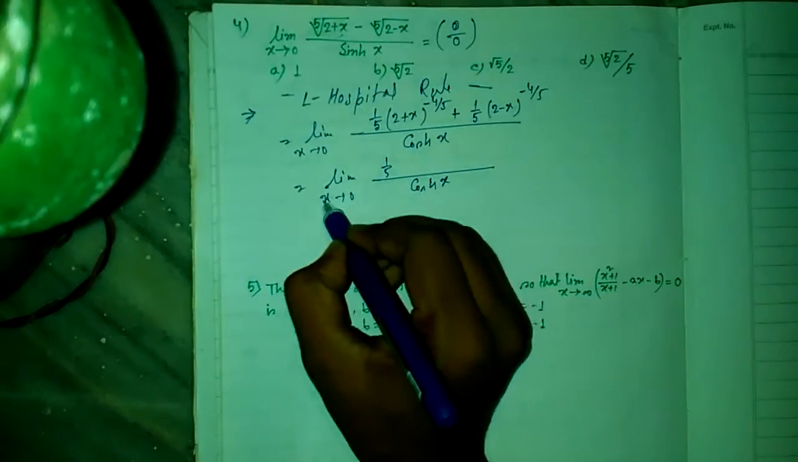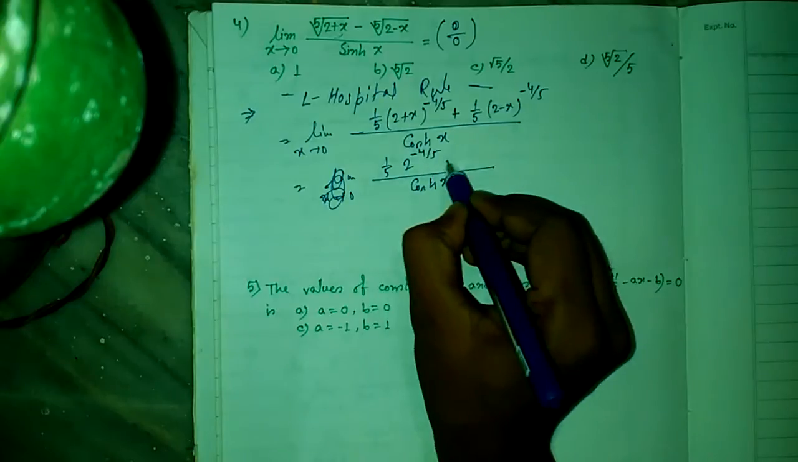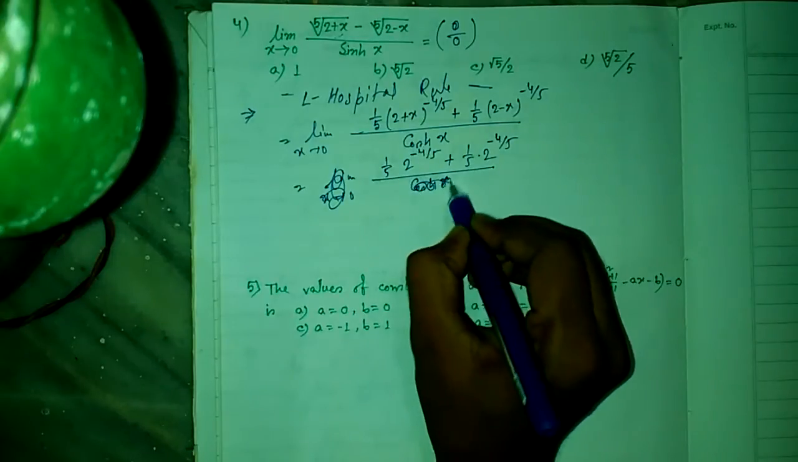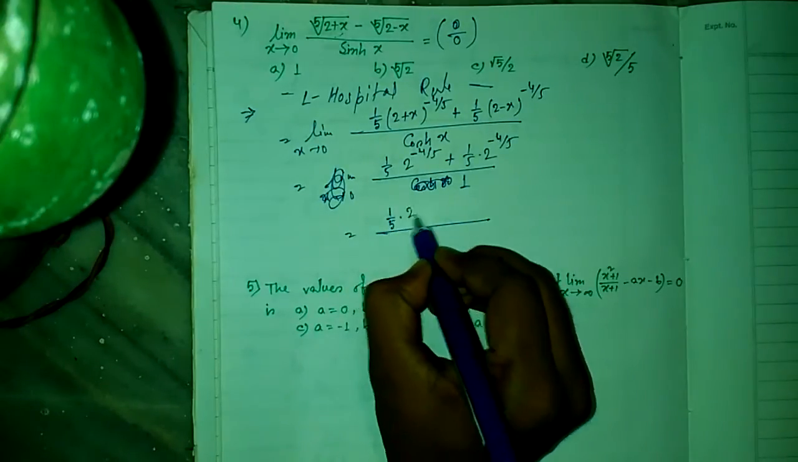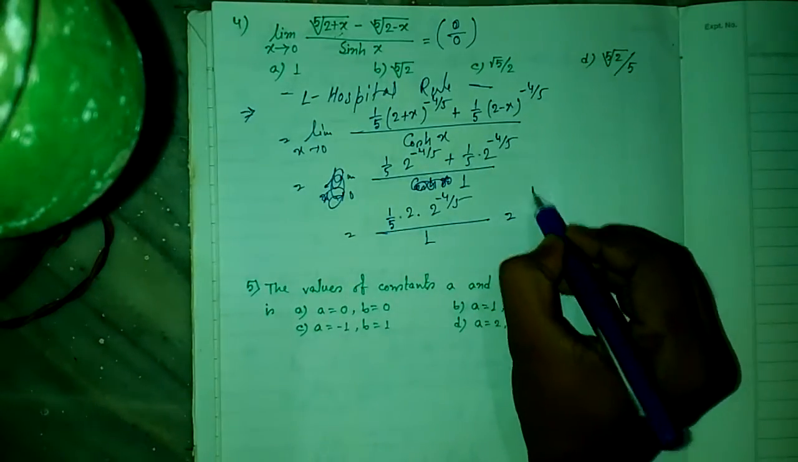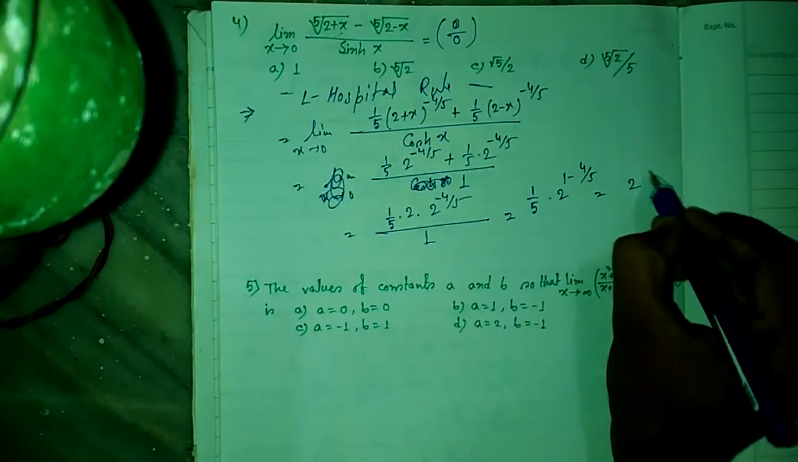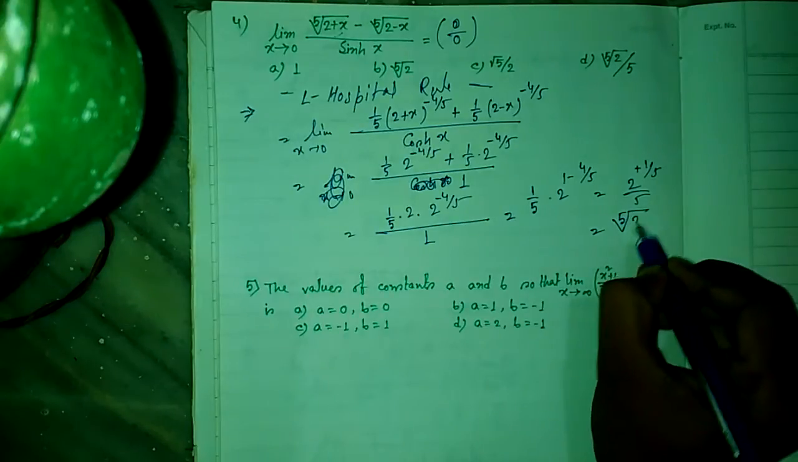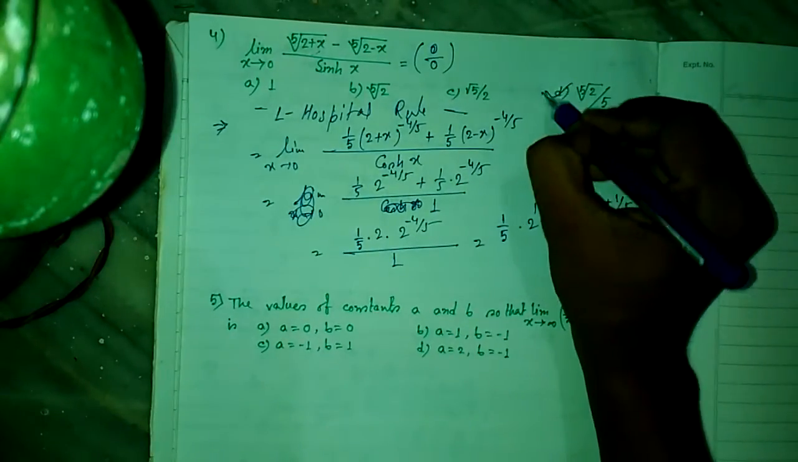So when we put x equal to 0, this will be 1 by 5 into 2 to the power minus 4 by 5 plus 1 by 5 into 2 to the power minus 4 by 5. Cos hyperbolic 0 means 1. So this will be 2 by 5 into 2 to the power minus 4 by 5, which equals 2 to the power 1 minus 4 by 5 by 5. So that is 2 to the power minus 1 by 5 by 5. So our option D is correct.